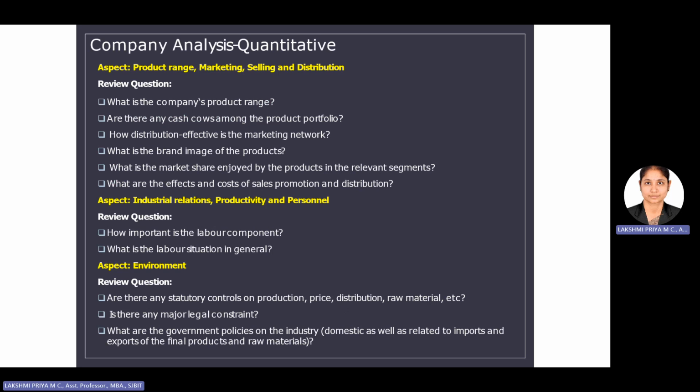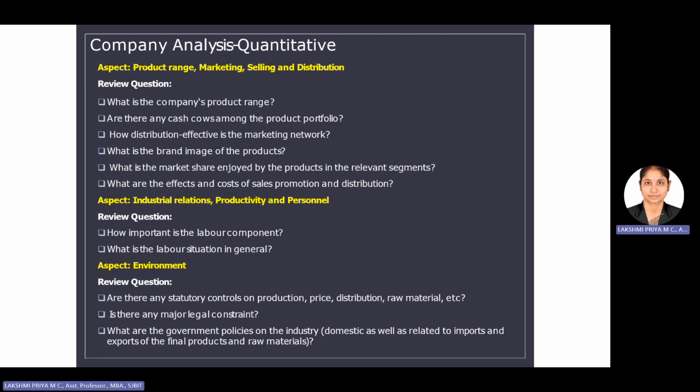And under product range, marketing, selling, and distribution, some of the questions to be answered are: what is the company's product range? Are there any cash cows among the profile or product portfolio? How effective is the distribution and marketing network? What is the brand image of the products? What is the market share enjoyed by the products in the relevant segments? What are the effects and costs of sales promotion and distribution?